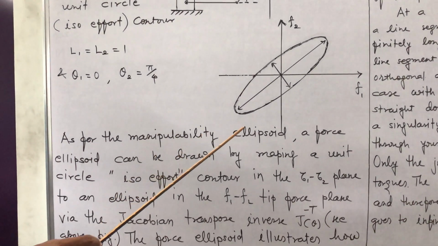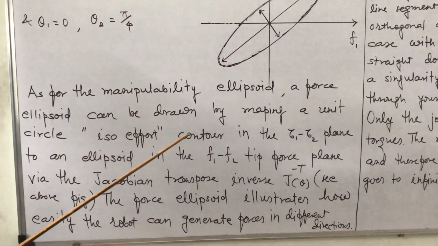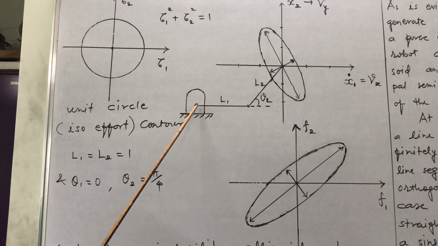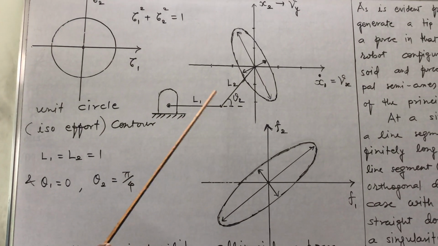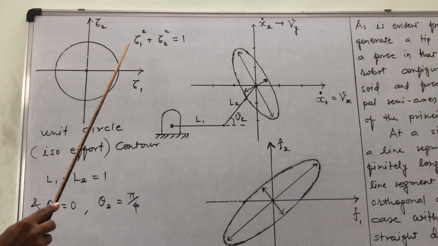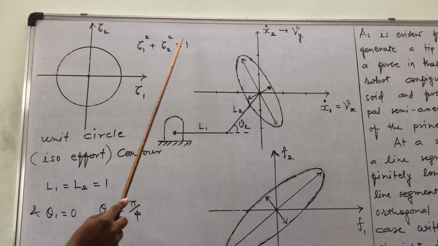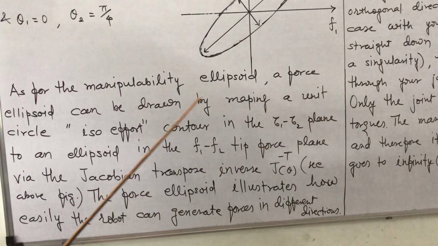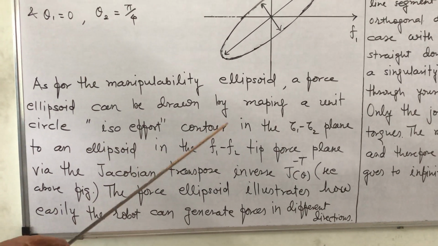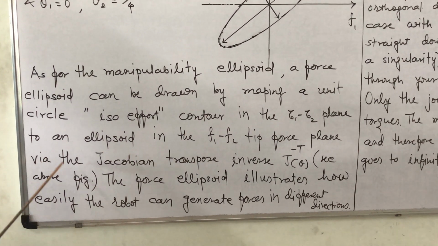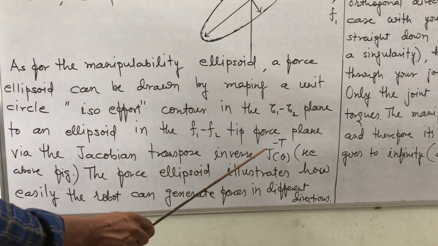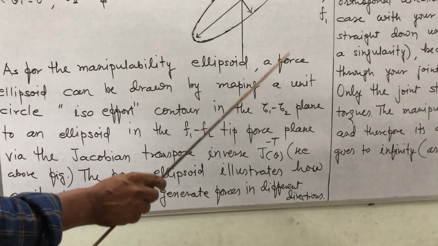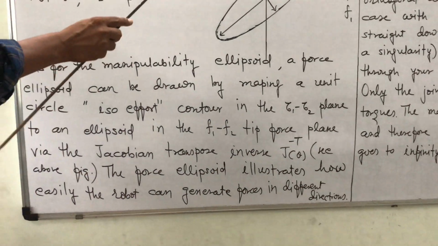As for the manipulability ellipsoid, a force ellipsoid can be drawn by mapping a unit circle iso-effort. We have applied torque on this joint and this joint. This is the movable joint, this is the fixed joint, such that tau 1 squared plus tau 2 squared equals 1, an iso-effort contour in the tau 1, tau 2 plane, to an ellipsoid in the F1, F2 tip force plane via the Jacobian transpose inverse, J of theta raised to minus T, that is the inverse of the transpose of the Jacobian. See the above figure, this one.